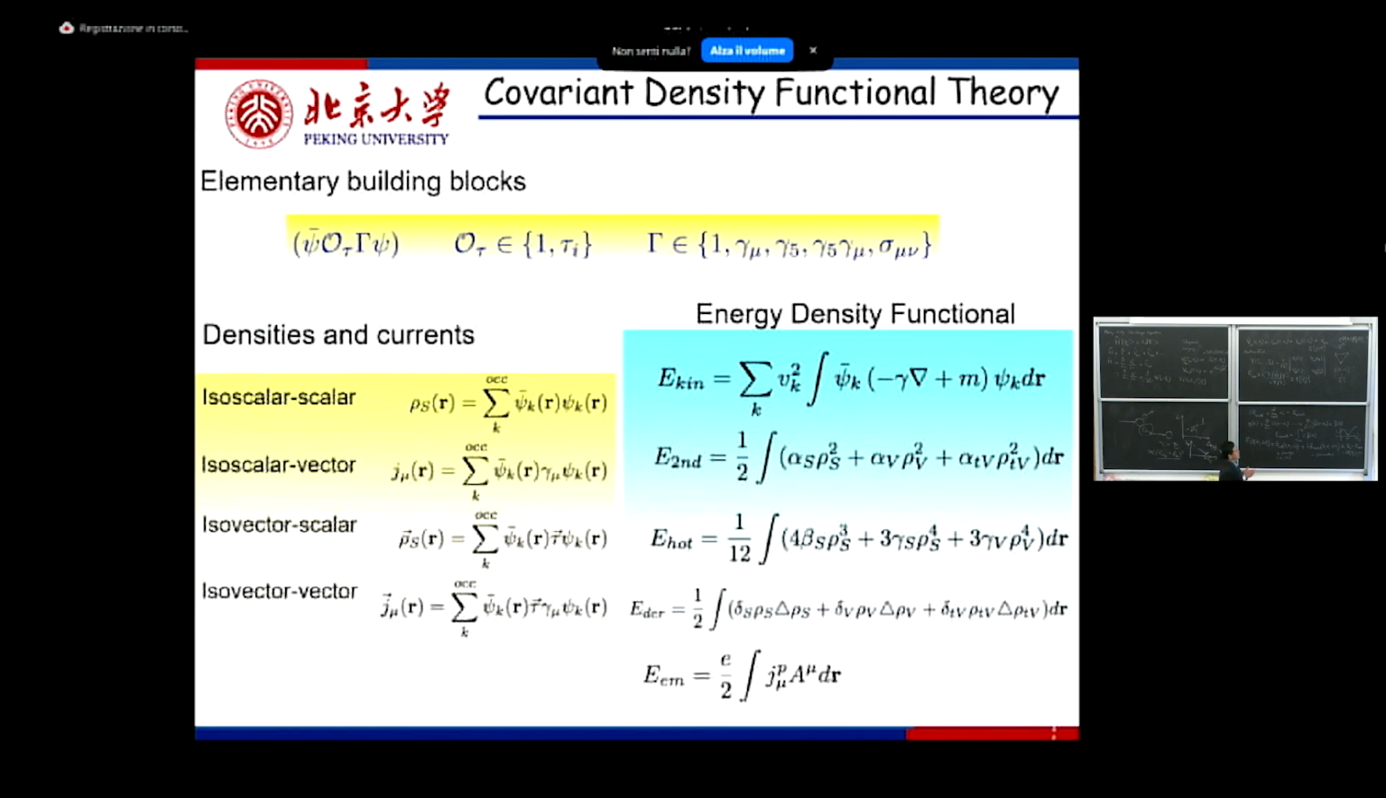For example, we start from these building blocks: this psi is the wave function, and the O is the gamma matrix. Gamma is a matrix, and all these are the isospin operators. And then we can build all kinds of densities and currents. This is the isoscalar scalar density, isoscalar vector current, isovector scalar density, and isovector vector density. Then we can build the density functional in such a way: this kinetic energy, this higher order term, or derivative term, and then, of course, this Coulomb field. So in such a way, we can also build up the relativistic density functional theory.